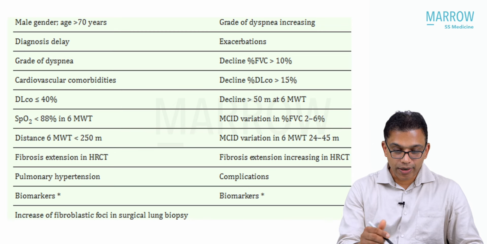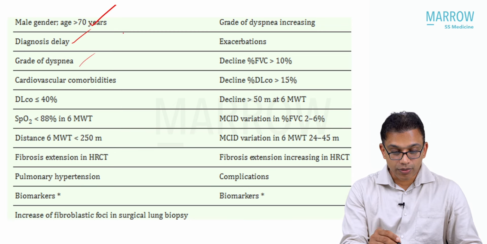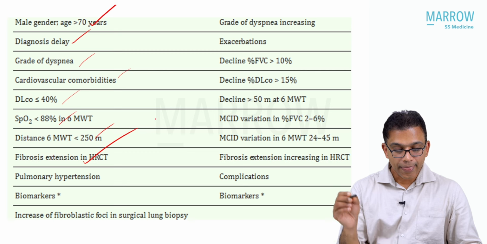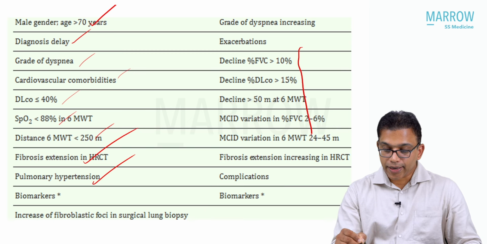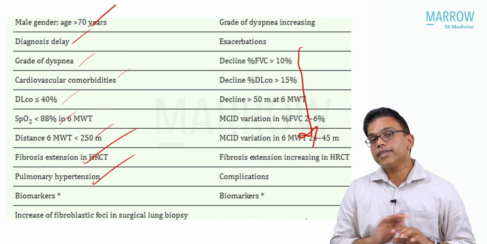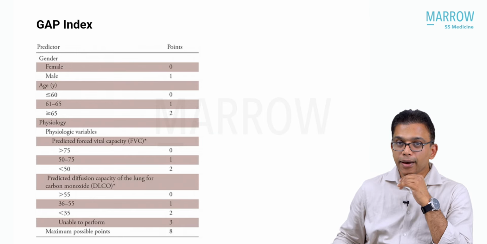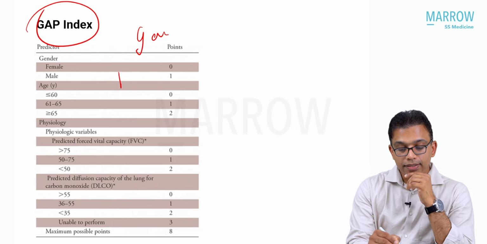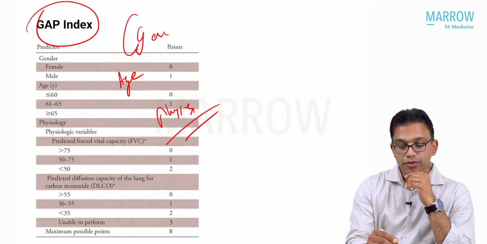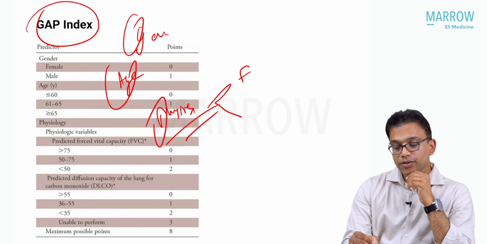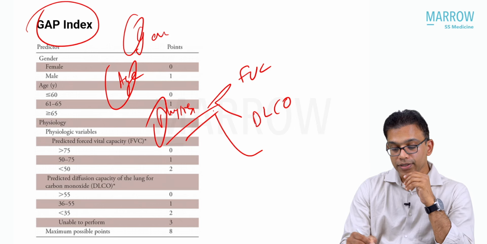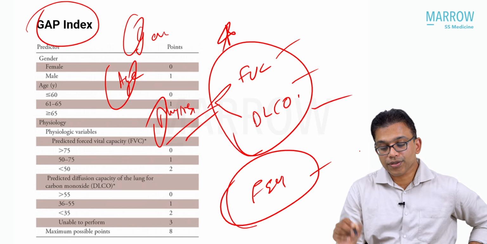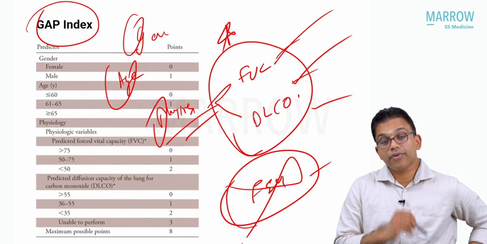These are some of the prognostic factors: age more than 70, delay in diagnosis, the degree of dyspnea, comorbidities, low DLCO, low SpO2, low 6-minute walk test, extent of honeycombing, pulmonary hypertension, and decline in all these factors over a period of time. All these are bad prognosis. I already discussed the GAP index in the module on IPF. It is the short form of gender, age, and physiological variables. What are the physiological variables included in the prognostication? FVC and DLCO. We can get an MCQ next time from the GAP index itself. They can give FEV1 and ask which of the following is not included. FVC is there, DLCO is there, but FEV1 is not there.